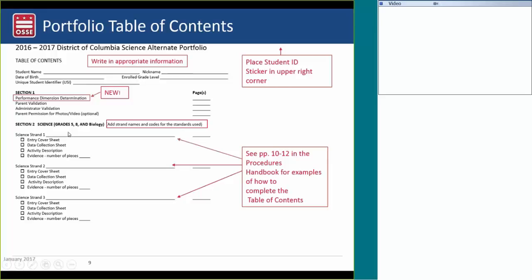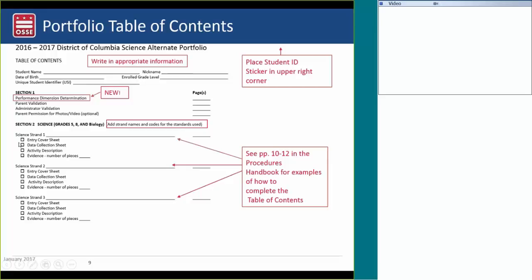table of contents for a grade 8 portfolio, it might say matter and reactions. That's one of the strands. And then the alphanumeric code of the standard that you're working on, 8.3.2 or whatever it is, and the page range for the portfolio entry for matter and reactions, pages 4 to 12 or whatever that might be.